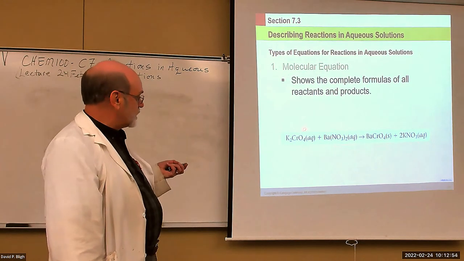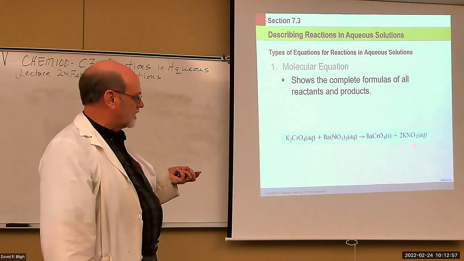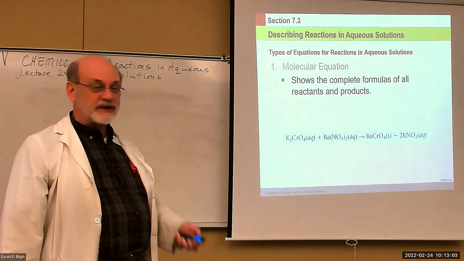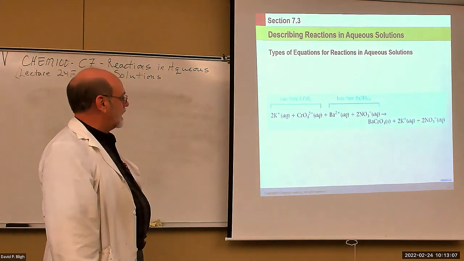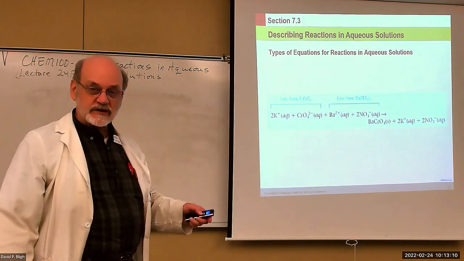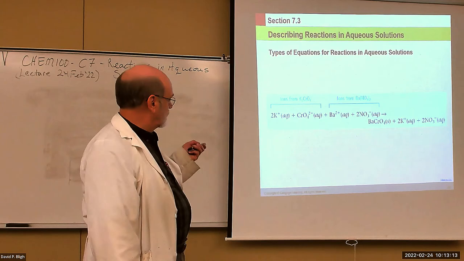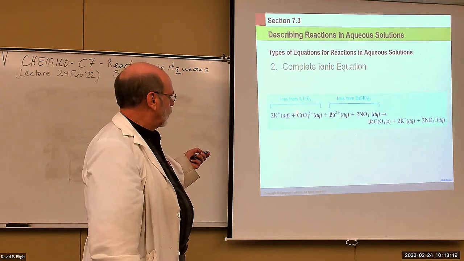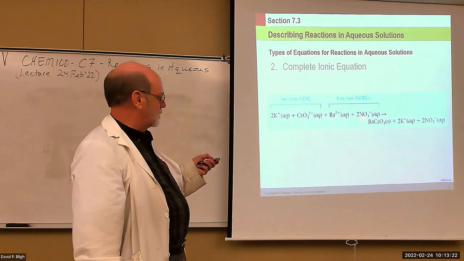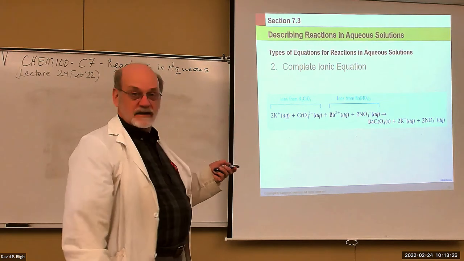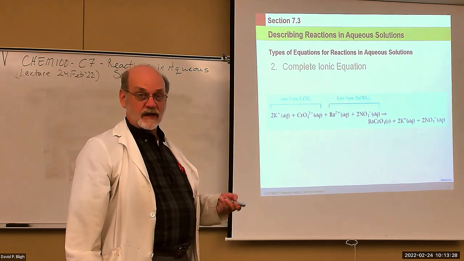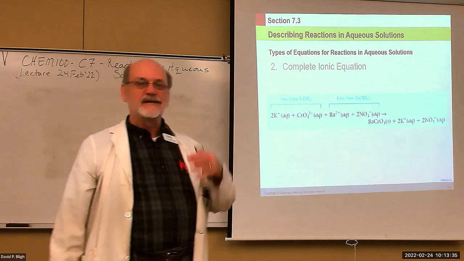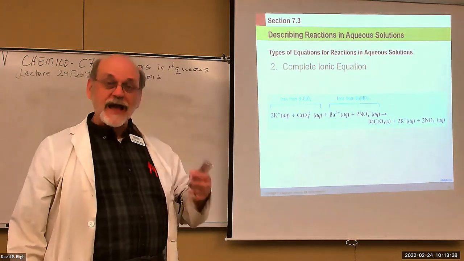Once it's balanced, then you can start dealing with reality. The reality is these are separate ions. These are separate ions. Those are still separate ions. And that one is a solid. And in that case, we write a complete ionic equation. We take that balanced equation and we bust it up into separate ions. Two potassiums, one chromate, one barium, two nitrates. Now we get the solid. It's not broken apart. It's a solid. So we leave it alone. And then we put two potassiums and two nitrates over here. That's the complete ionic equation derived from the molecular equation.